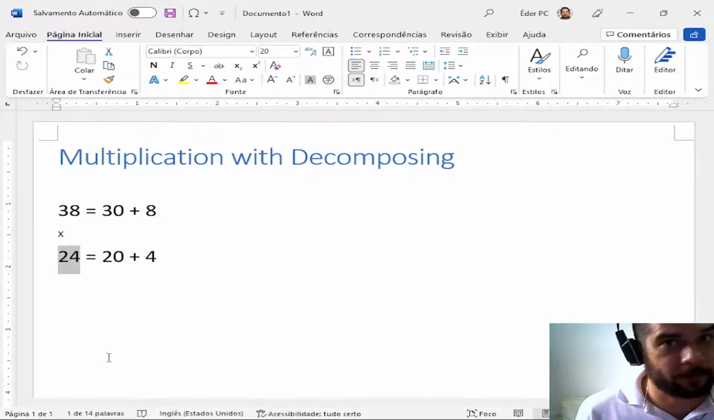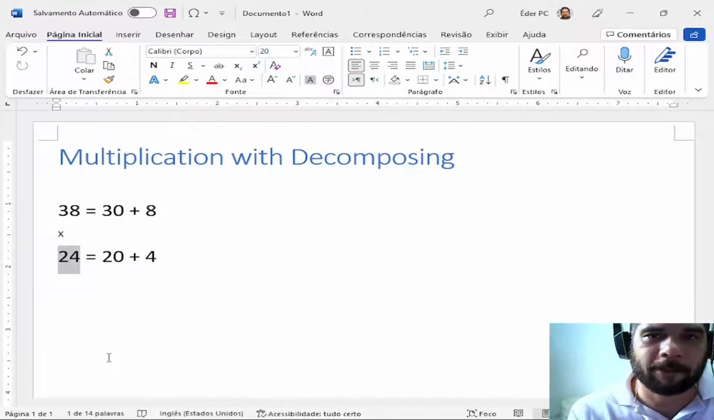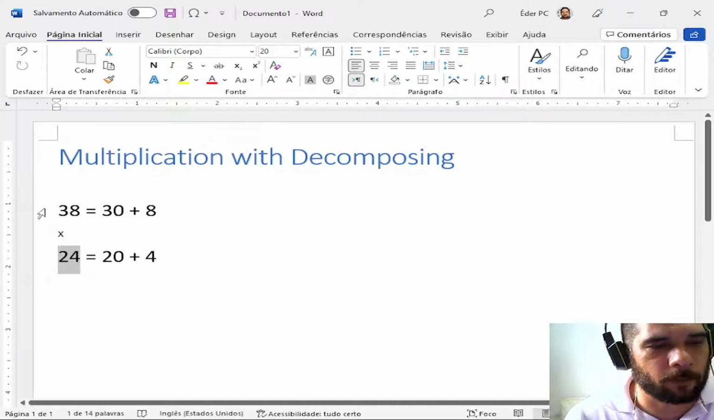Of course, practice makes perfect, as I keep telling you. But here is an example, okay? So I hope you like it. I already decomposed 38 and 24. So 38 equals 30 plus 8, and 24 equals 20 plus 4.